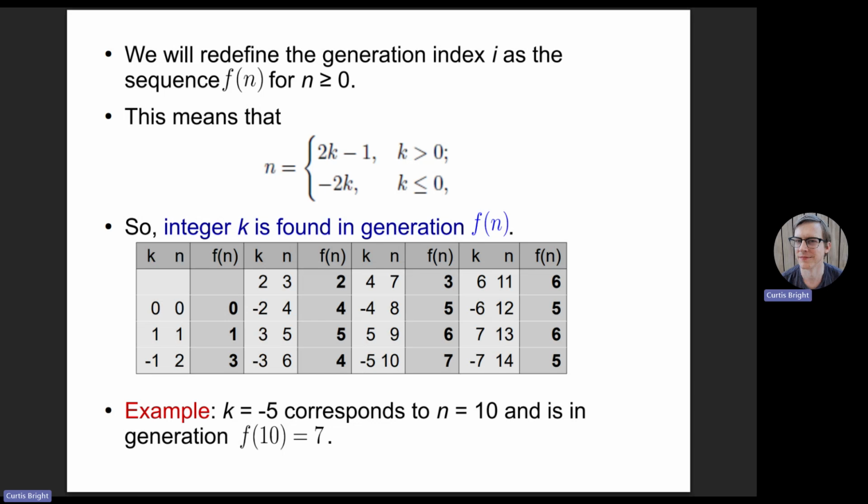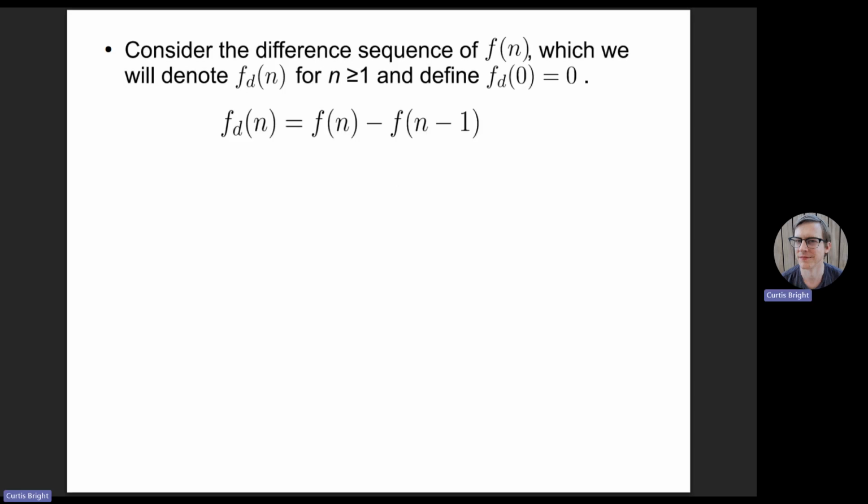So we want some formula for f of n. That's the goal. If we can find that, that might help us to figure out exactly where the integers are appearing. So the first thing we did was a lot of playing around with this sequence to figure out how it works. But one thing we did was to look at the difference sequence.